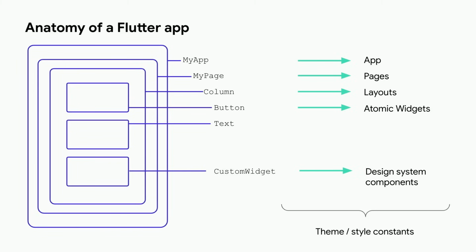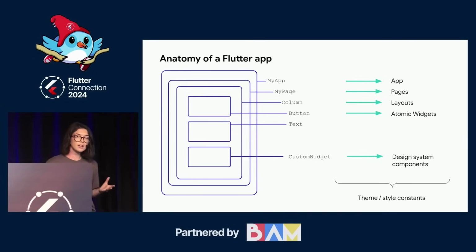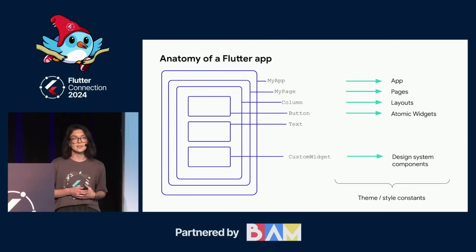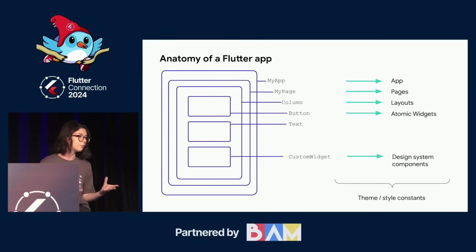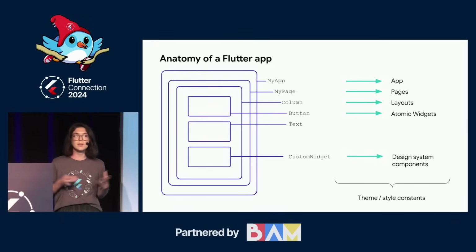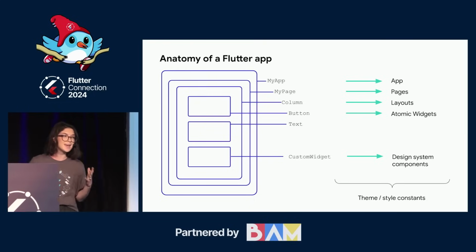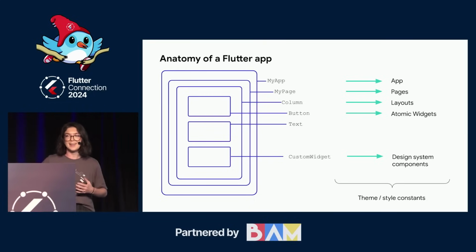Besides using widgets that are built into the framework, like your column, your button, your text, you might also create your own widget classes. And these can be higher level design system components, like dialogues that meet your own branding. Or it could be something more custom, like maybe you want to go even lower level to use custom paint, or even drop down to the native layer to do something really crazy.